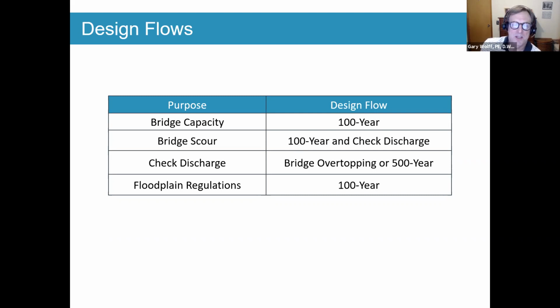The check discharge is really the discharge that in theory will give the worst case scour condition. And that sometimes can be when the road is just starting to overtop. That would be the worst case scour. Or if all the flow goes under the road, even up to the 500-year event, the 500-year event is considered the check discharge. And then finally, for floodplain regulations, you probably know the 100-year event is the magic flow that we have to look at.